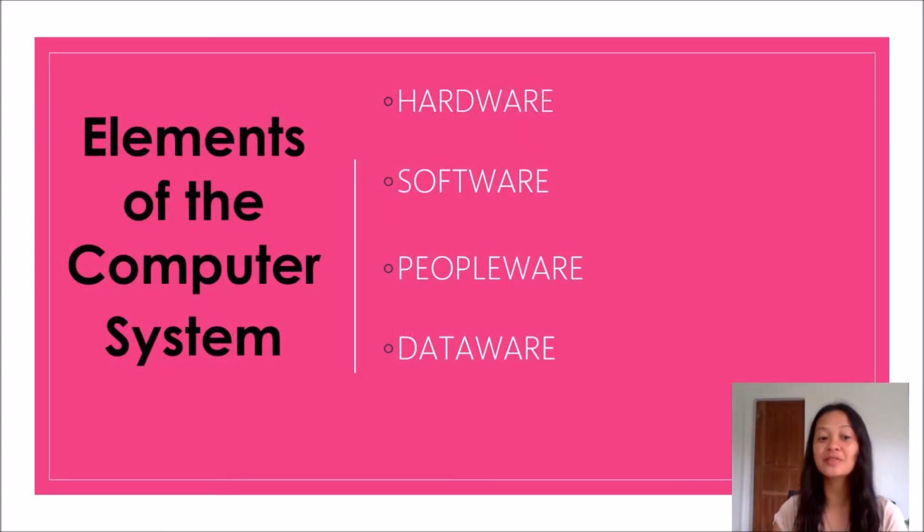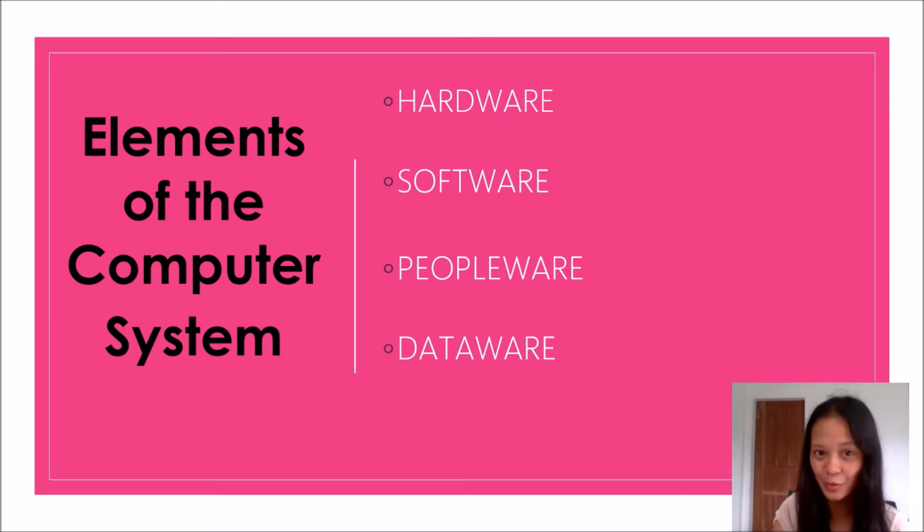Okay, so elements of the computer system. In this session, you will learn about the different elements of the computer system, which I know you learned in grade 2, where you were introduced to the three basic elements of the computer system: hardware, software, and peopleware. This time another one is being added. So you are going to refresh your learnings on the hardware, software, peopleware, and then there's one more.